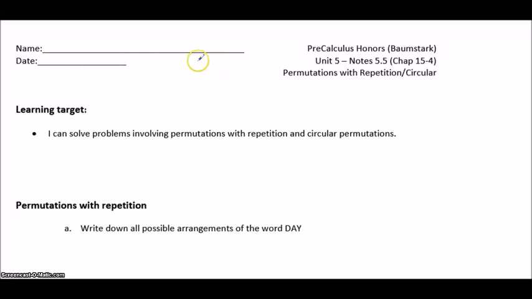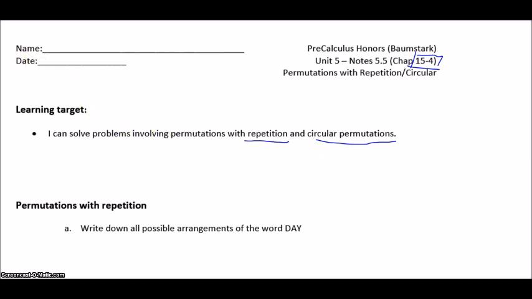So I hope by now you're experts on standard permutations. So this chapter 15.4 is what we're on for this video lesson, and it is all about permutations involving repetition and also circular permutations. So there are going to be some special types.